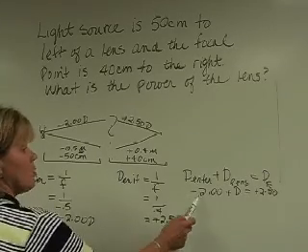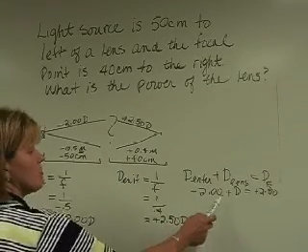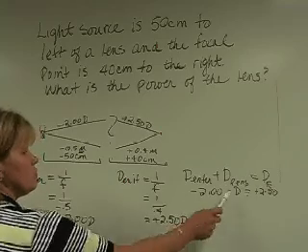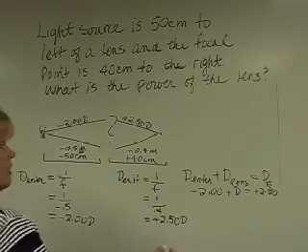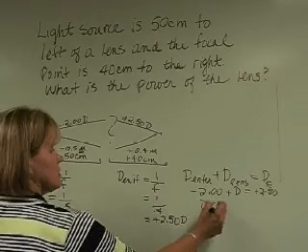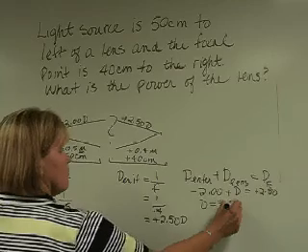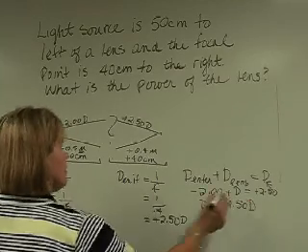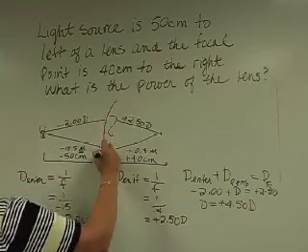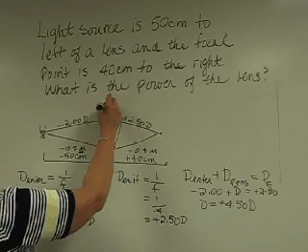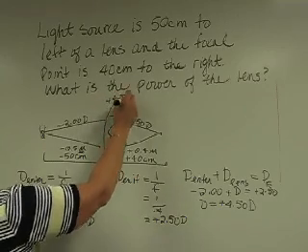So here I have a minus 2 that I have to move over to the other side. I just add 2 to both sides of this equation, and I end up with D equals positive 4.5. So this lens must be positive 4.5 diopters.